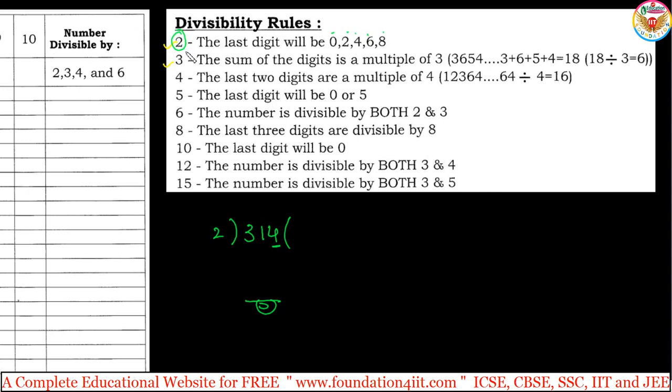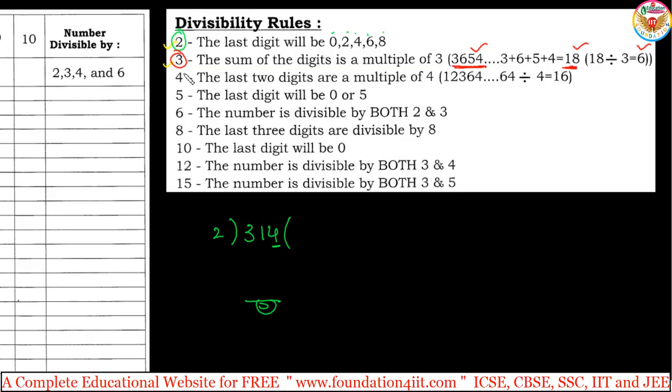Simple. For 3, the sum of the digits is a multiple of 3. For example, 3654 is a number. So 3 plus 6 plus 5 plus 4 is 18. 18 is in the 3 table because 18 divided by 3 is 6. So 3654 is also exactly divisible by 3.